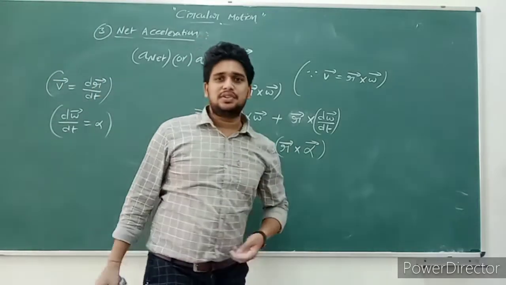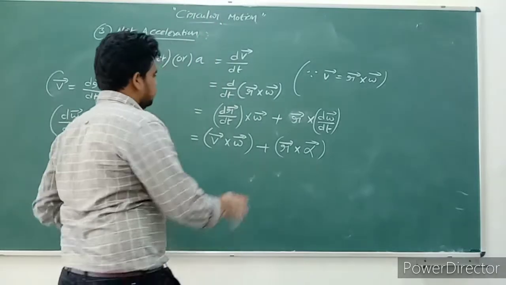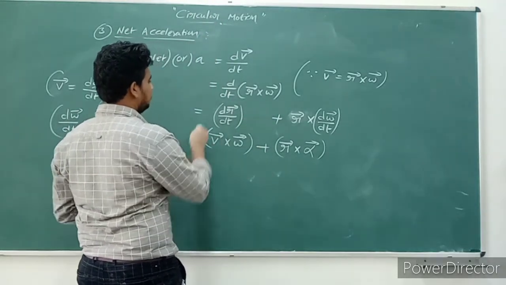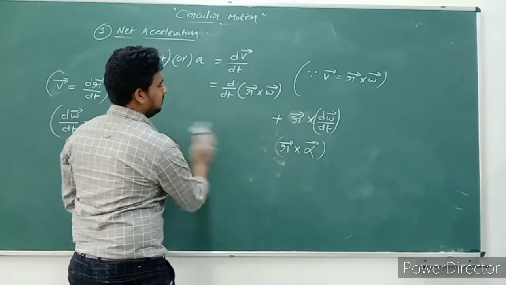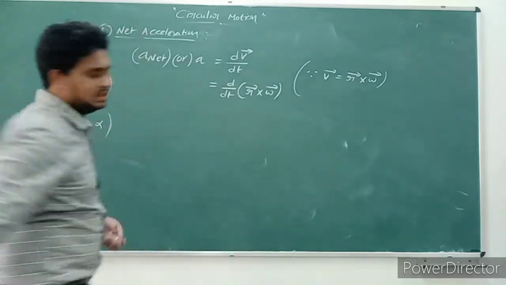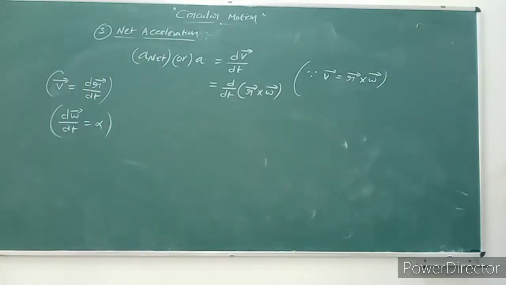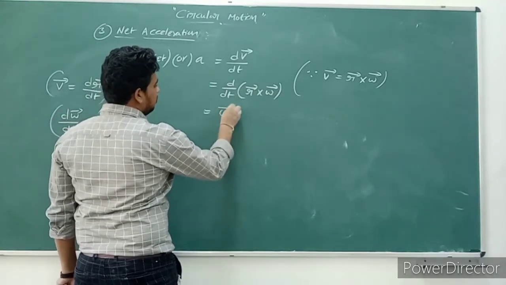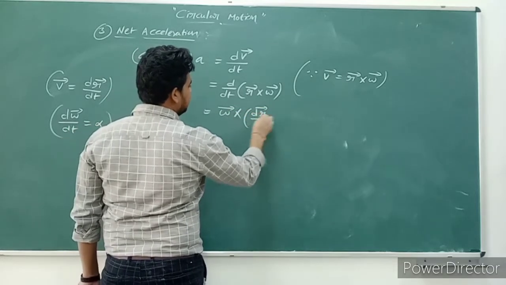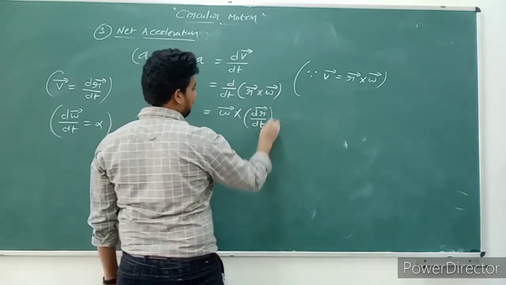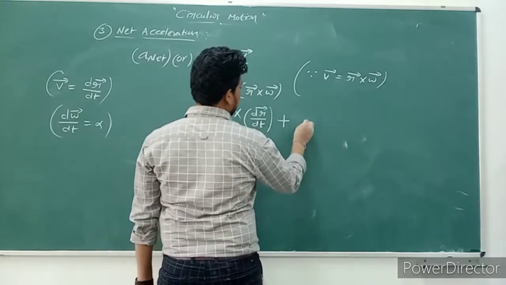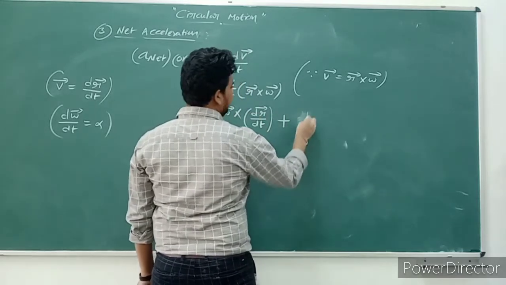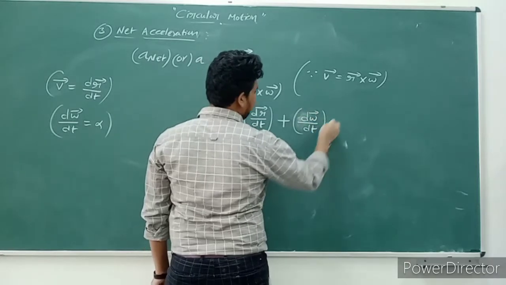Just a small thing changes here. Omega bar cross dR bar by dt, plus next, d omega bar by dt cross R bar.